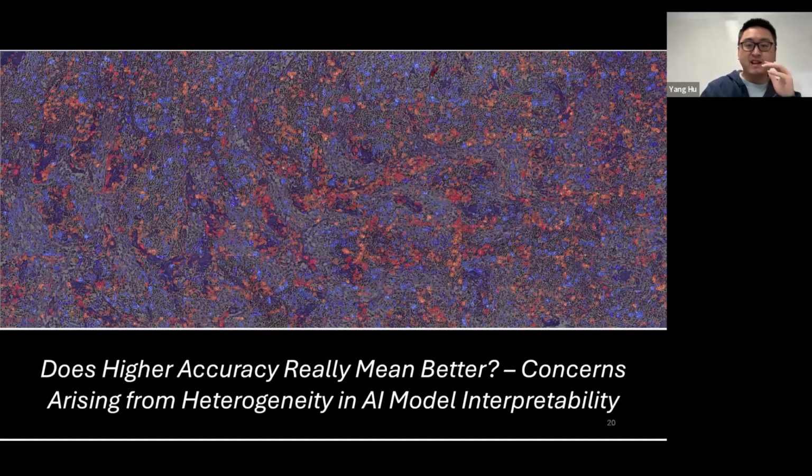So now we get into the second stage of today's talk. I would like to start out with the question: does higher accuracy really mean better? Is there some concern about the heterogeneity in AI model interpretability?